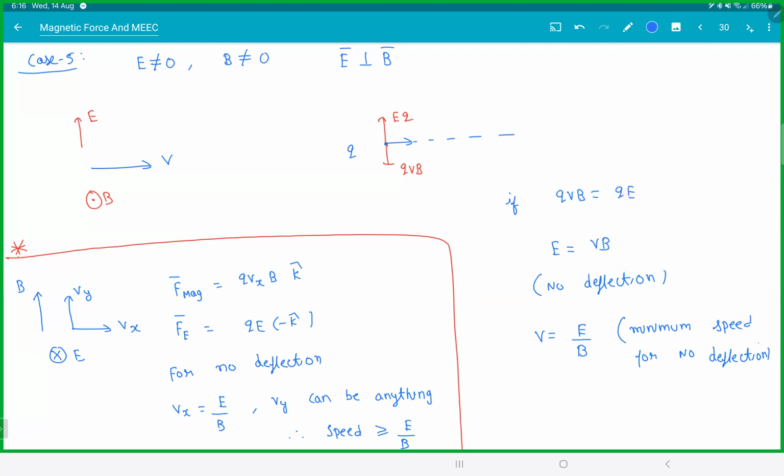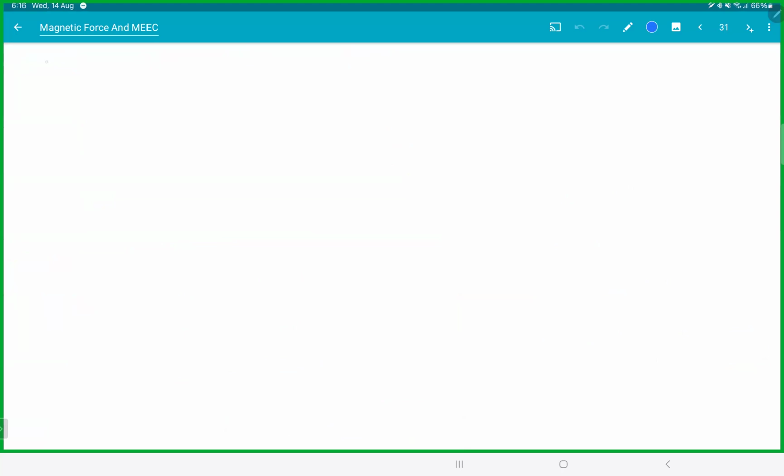Now, this case 5 is especially important because you have an experiment called the J.J. Thomson experiment for finding specific charge. So let's see what the experiment is. Turning the page. Any doubts on this? Thomson experiment to find specific charge. Specific charge is nothing but the ratio Q by M, the Q by M ratio.